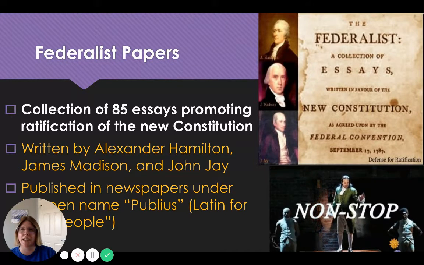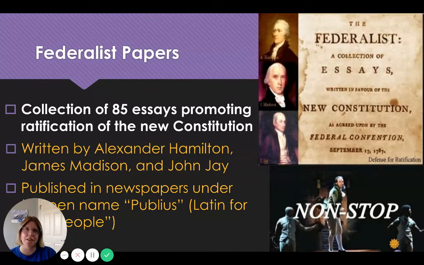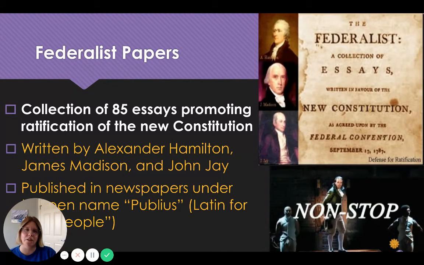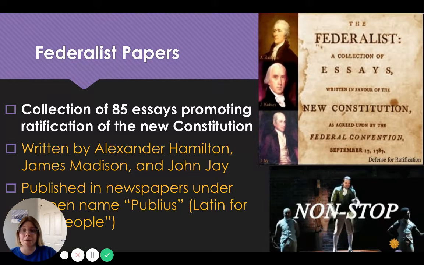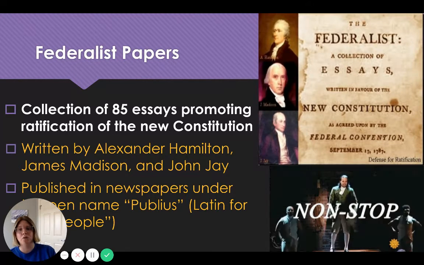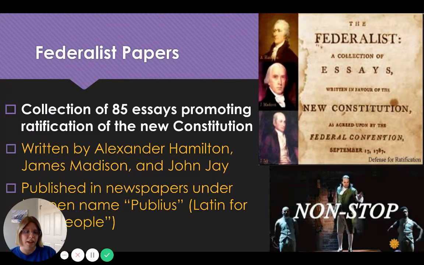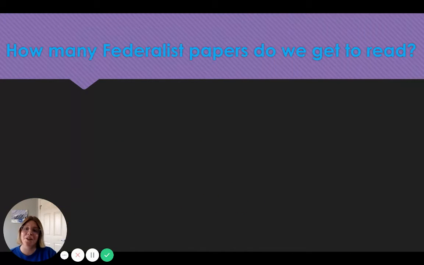Again, it gives us a good idea of understanding what the Constitution means, because these essays are a lot more detailed and explicit than the Constitution. If you've ever seen the musical Hamilton, he actually addresses the Federalist Papers in the song Non-Stop, where he explains, we need to defend the U.S. Constitution.